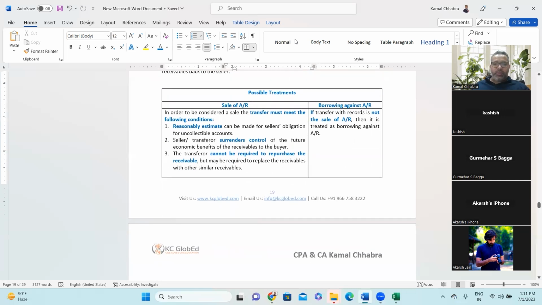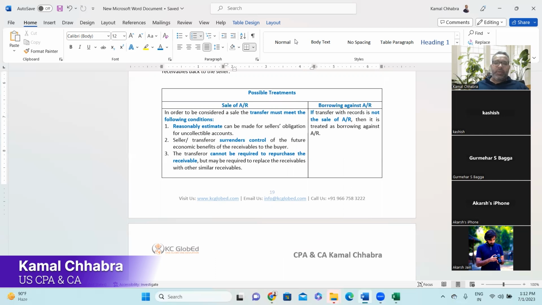Now, coming to the possible treatment of sale of account receivable and borrowing against account receivable. In order to be considered a sale, the transfer must meet the following conditions. This is all in case of factoring. First, a reasonable estimate can be made of the seller's obligation for uncollectible accounts. That means the factor will do a reasonable assessment of how much money he is going to receive from the account receivable which he is purchasing.